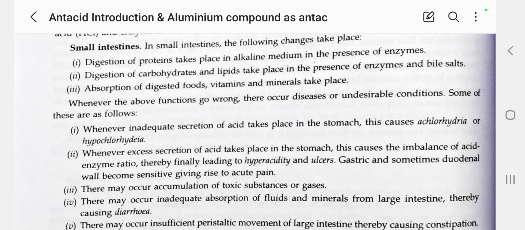For example, if the stomach fails to secrete adequate hydrochloric acid, the person is caused to have hypochlorhydria. Hypochlorhydria is nothing but decreasing the level of, or inadequate secretion of, hydrochloric acid. At that time the person may be treated with acidifying agent or acidifier, so that will increase the acidic nature of our stomach.